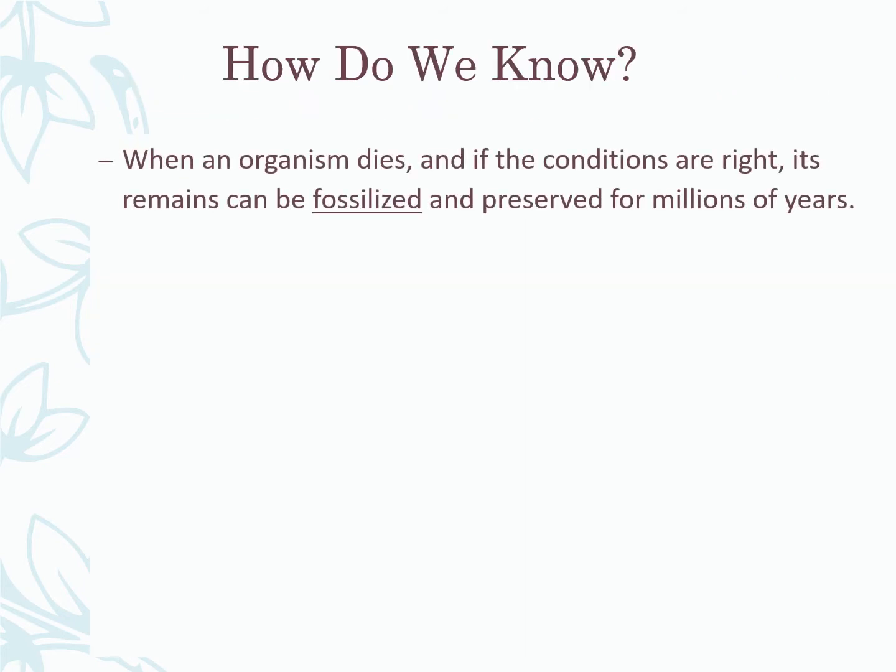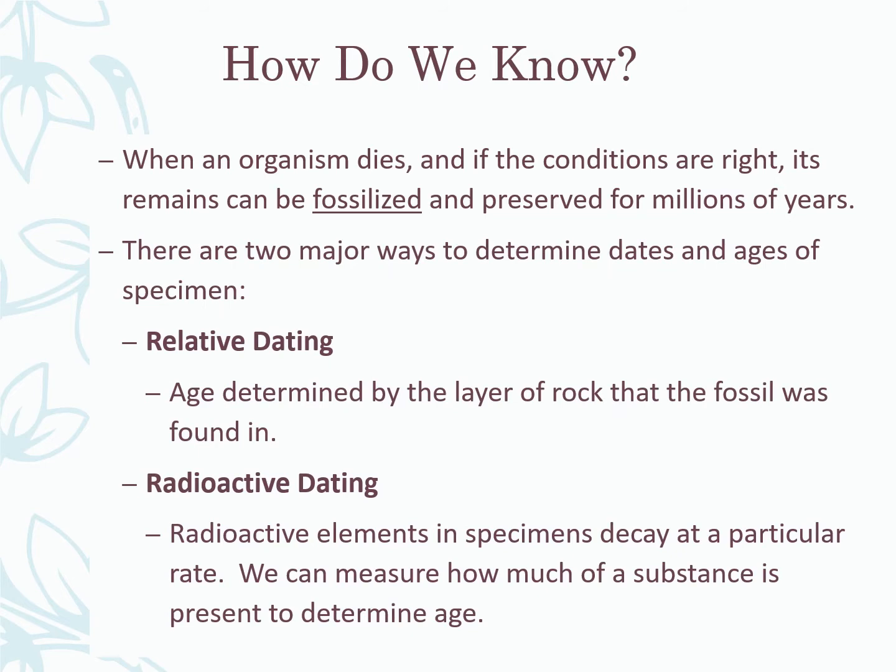So how do we know the Earth is about 4.6 billion years old, and how do we know what kinds of species lived on this planet? That's because when an organism dies, if the conditions are just right, remains can be fossilized and preserved for millions of years.